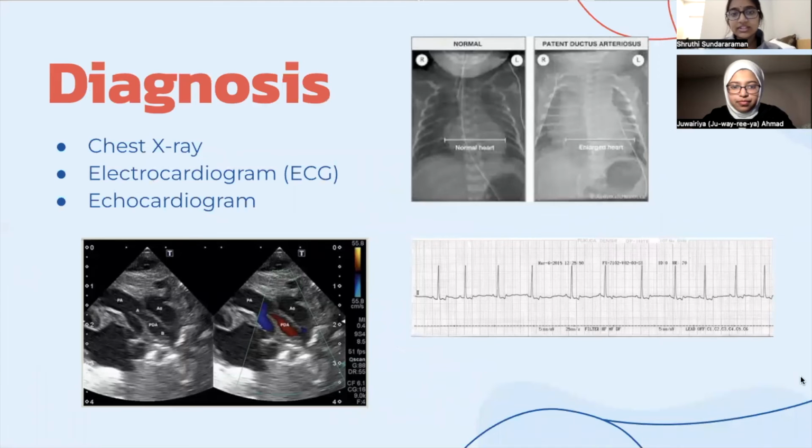For diagnosis, usually a chest X-ray is performed, followed by an electrocardiogram or ECG to measure the heart's electric activity and show if it's enlarged. An echocardiogram, which just means an ultrasound of the heart, can also be done to see how big the opening is and how well the heart is handling it.